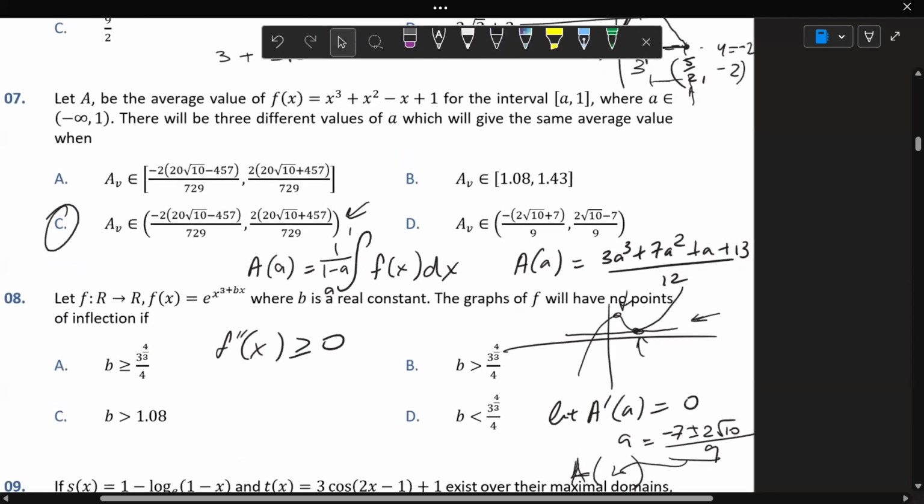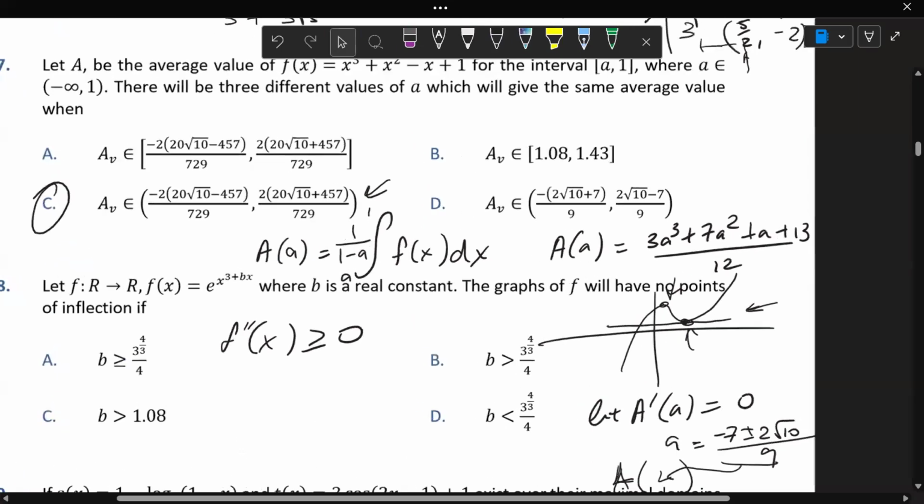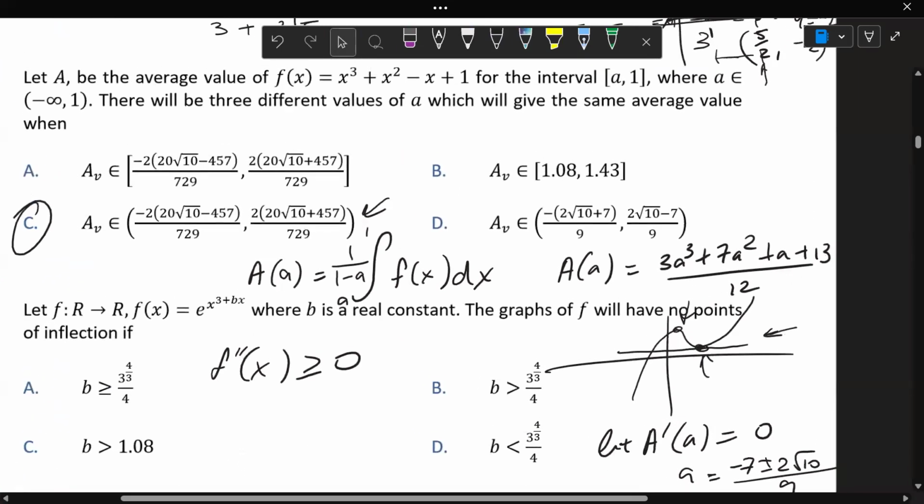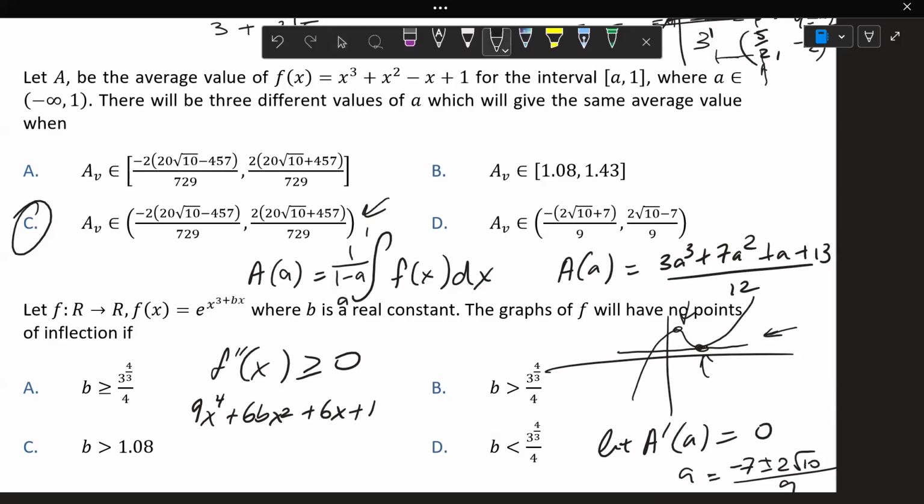So what you can do first is differentiate it twice, and then after you factorize it, you'll end up with 9x to the power of 4 plus 6bx squared plus 6x plus b squared.